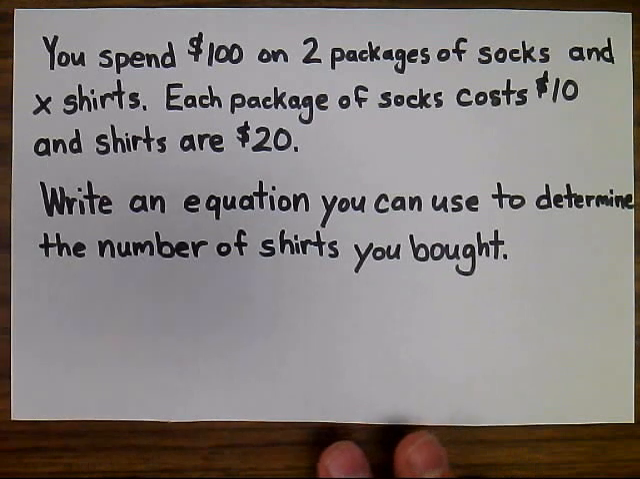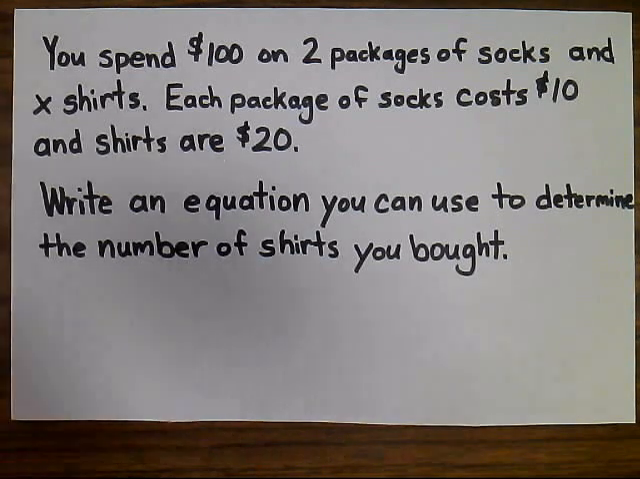A lot of people like working with equations because it's very direct. There's no confusion. You can follow a standard set of rules to solve. So what we're going to do is try to translate our word problem into an equation so we can solve it. So the question reads, you spend $100 on 2 packages of socks and X shirts. Each package of socks costs $10 and shirts are $20. So we know the total amount of money you spent, and we know how you spent your money. What we don't know is how many shirts you bought.